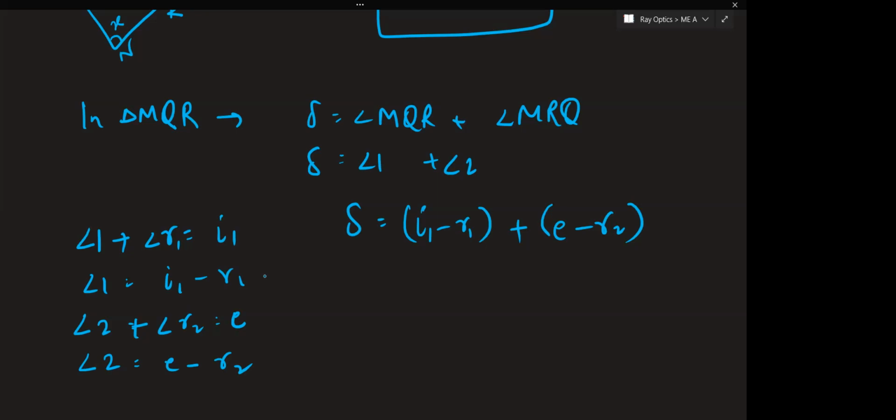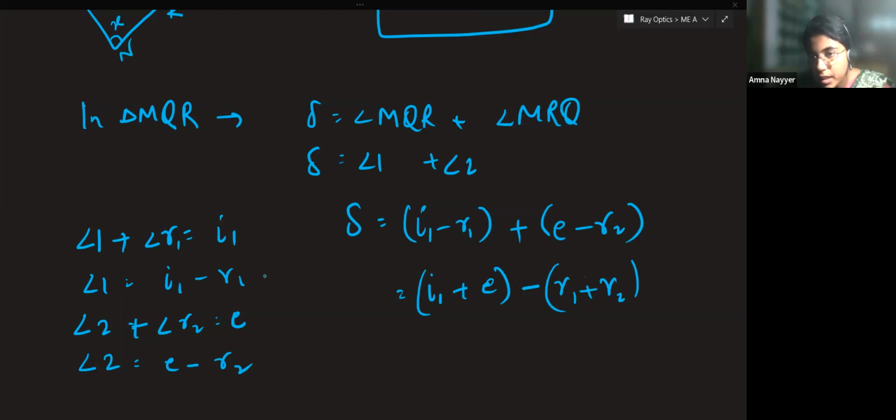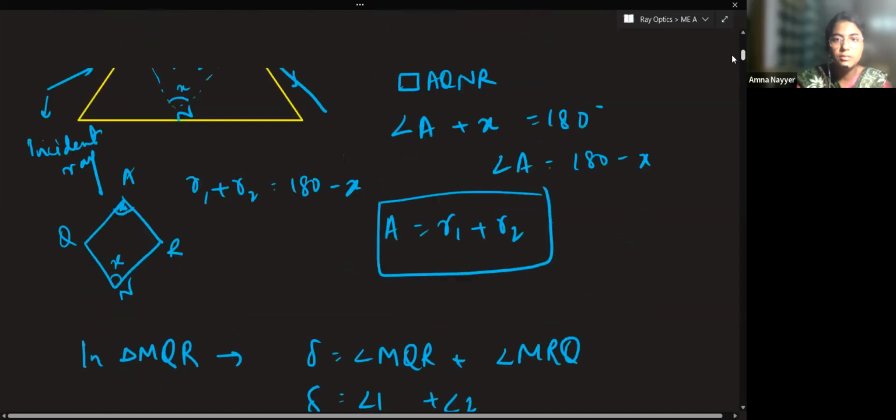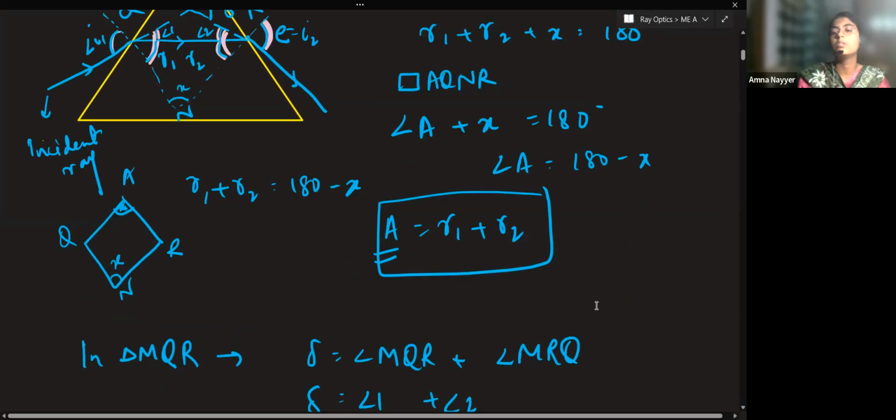So if you combine all these terms together, I1 plus E, and take the minus sign common from this, R1 plus R2. Look, from here I've just taken the minus sign common. R1 and R2 are here. I1 plus E was already there, so I have written it separately. Now minus R1 minus R2 was left. From here I have taken minus common and R1 plus R2 is left. R1 plus R2 we have just written was equal to A, the angle of prism.